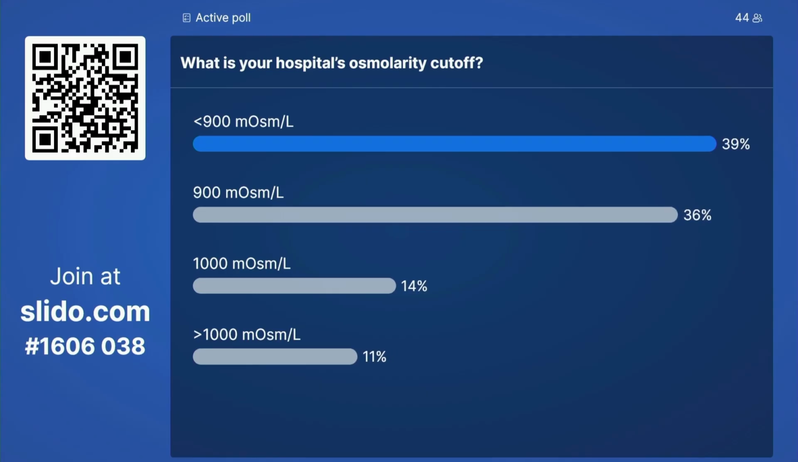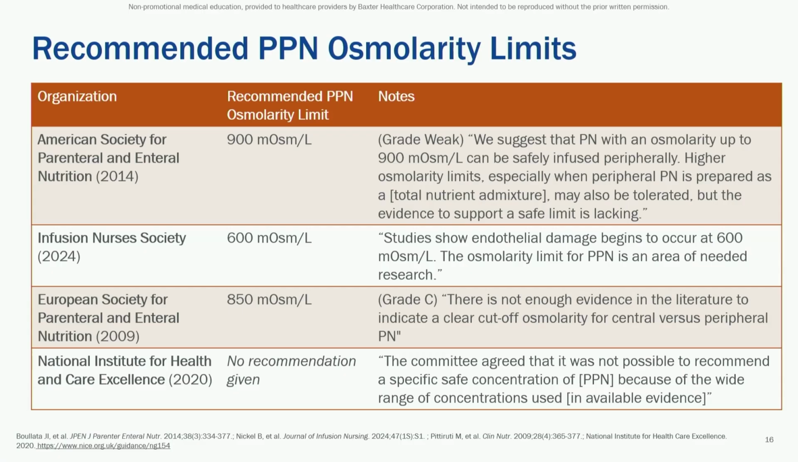My unit's peripheral parenteral nutrition cutoff is 1,100 milliosmoles per liter. That can be a little bit attending and case dependent, but that is what our unit's current practice is. I am seeing a large quantity of people who are having that less than 900 cutoff, but of course some moving ranges above that. And I think this really demonstrates that there is variability in clinical practice here. So let's dive into it a bit more.